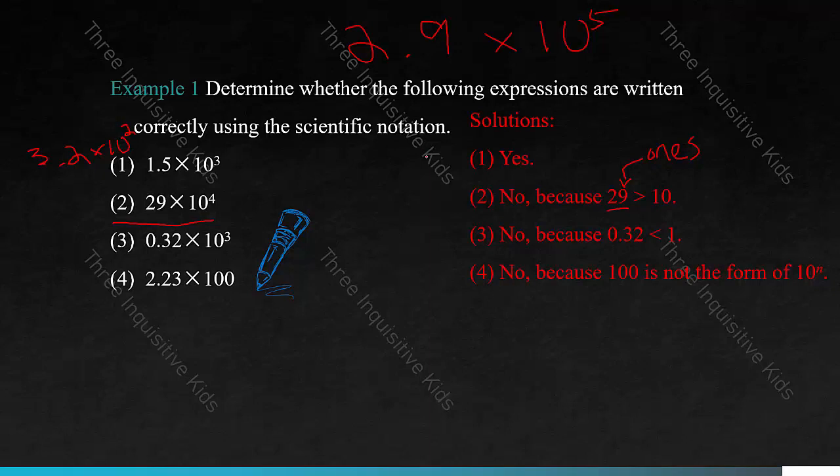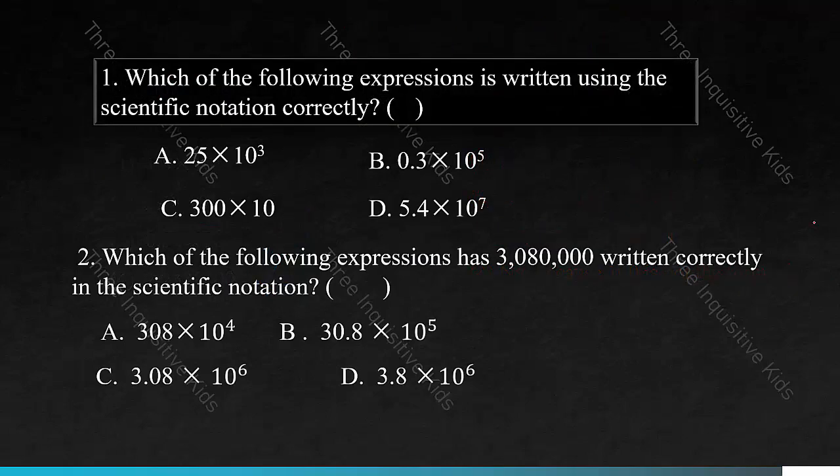And the fourth one is also incorrect because this 100 is not in the form of 10 to the nth power. It's not in exponential form. Which of the following expressions is written using the scientific notation correctly? And which of the following expressions has 3,080,000 written correctly in the scientific notation? For the first question, our answer would be D.